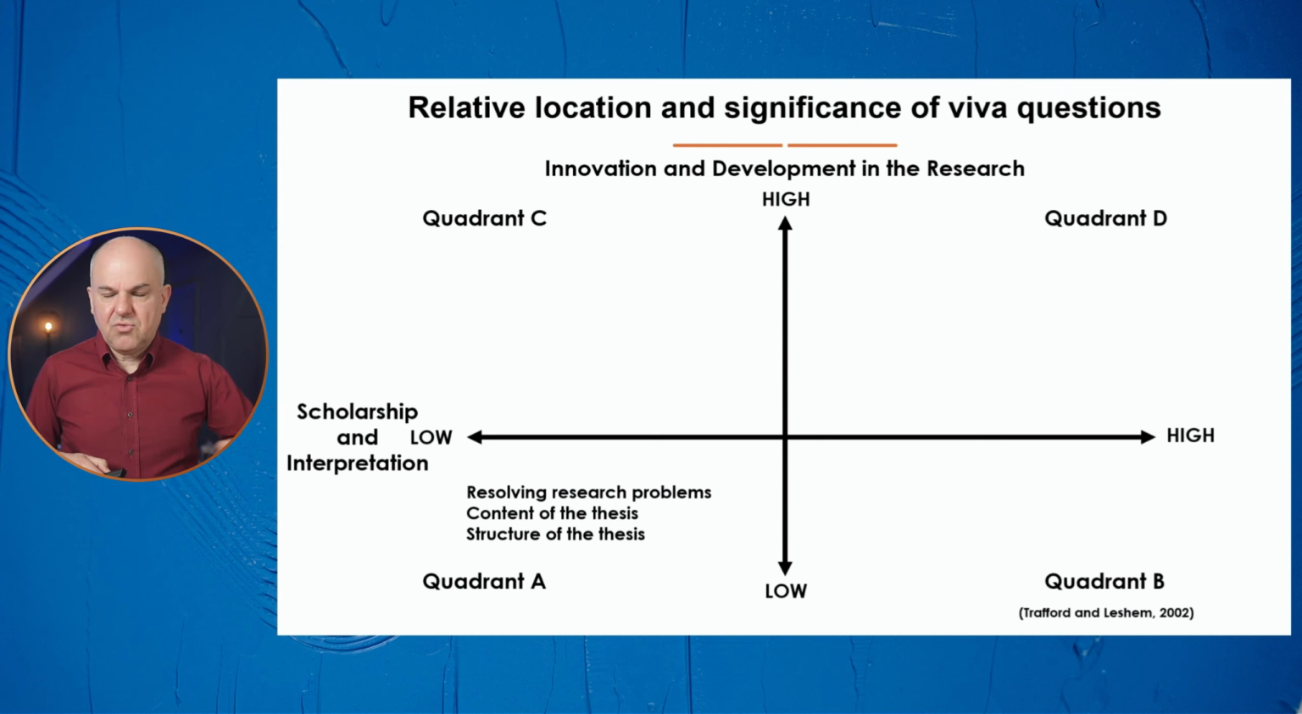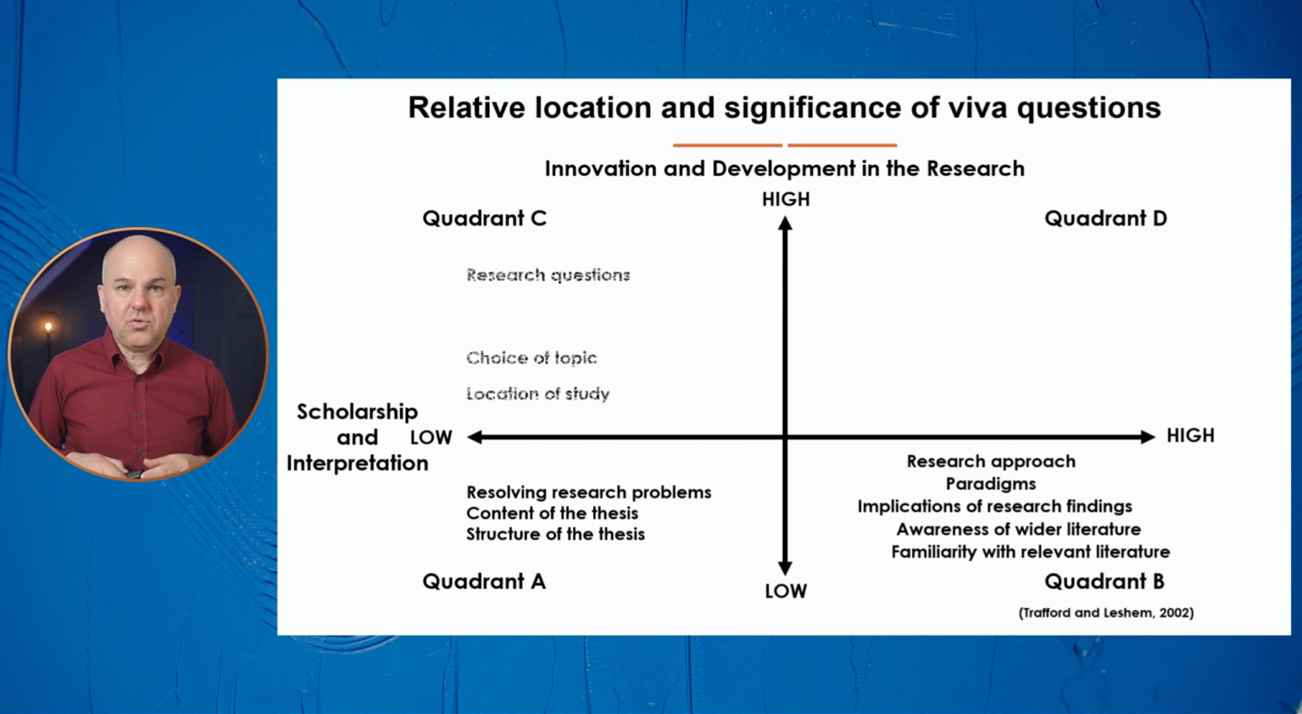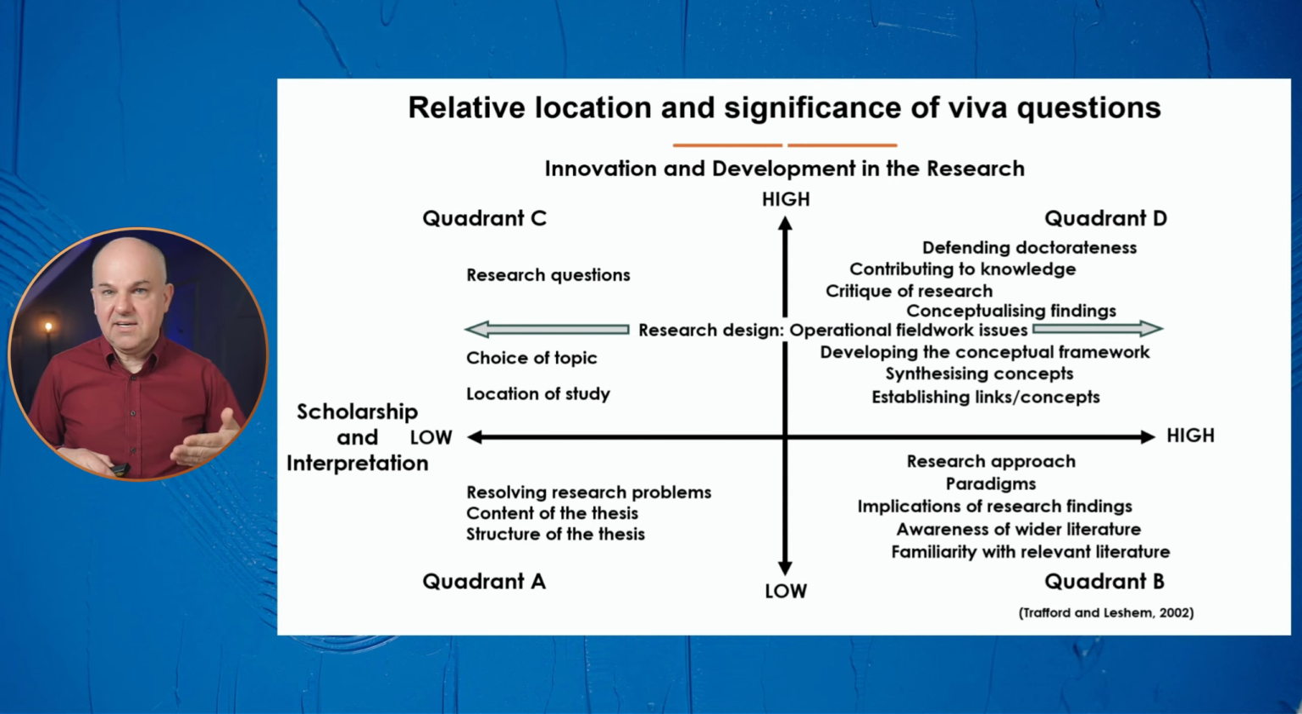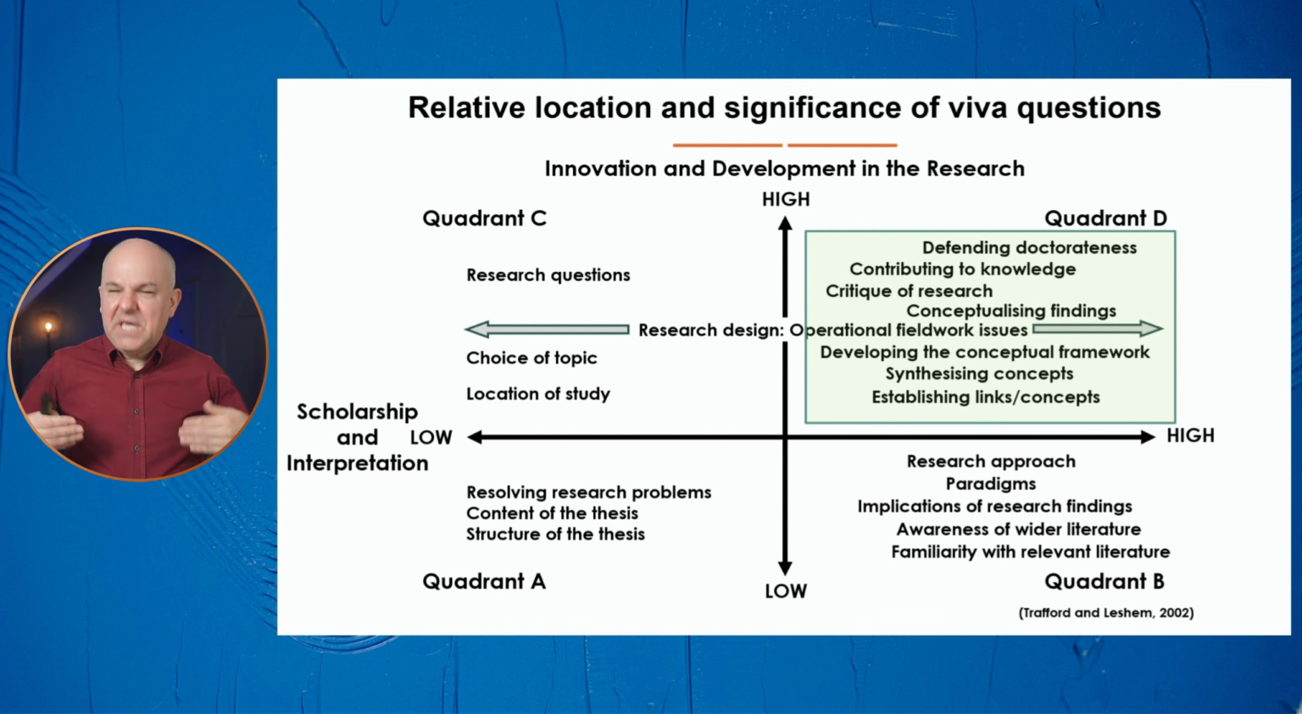So you've got, I'm not going to read them, but you've got there those for quadrant A, for quadrant B, for quadrant C, but more importantly for quadrant D, which is high innovation and development in the research and high scholarship and interpretation, where really the PhD-ness comes from. So the research found that success, and in this instance, the amount of changes candidates were asked for, came from their performance in quadrant D.